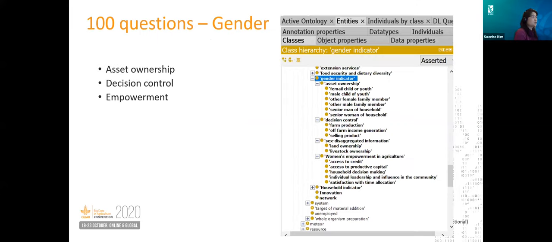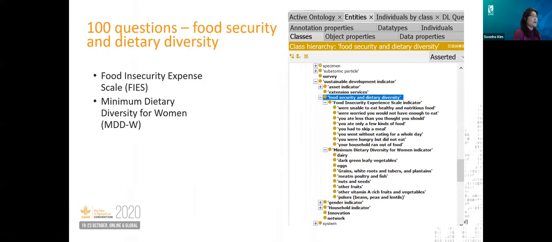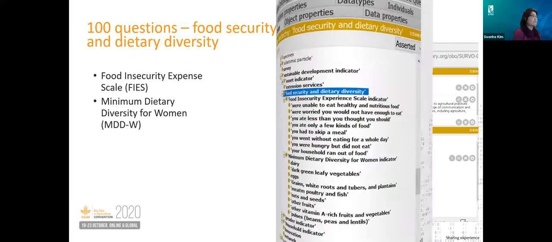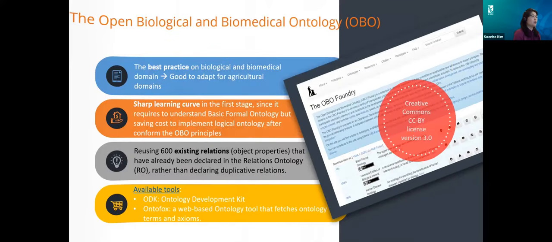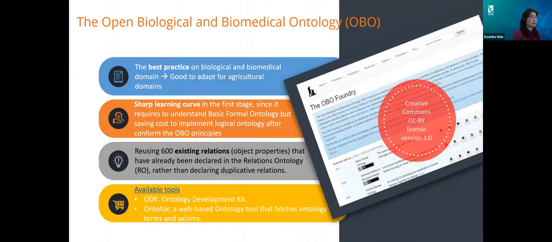The next module is gender. We are trying to add gender indicators and asset ownership, decision control, and empowerment. Especially, we added some gender indicators from existing indicators. We also have food security and dietary diversity. We are using the Food Insecurity Experience Scale and Minimum Dietary Diversity for Women, and we added more as needed. And we have another section called other aspects, where we provide extension service and innovations. So those are the modules which we have based on the 100 questions.